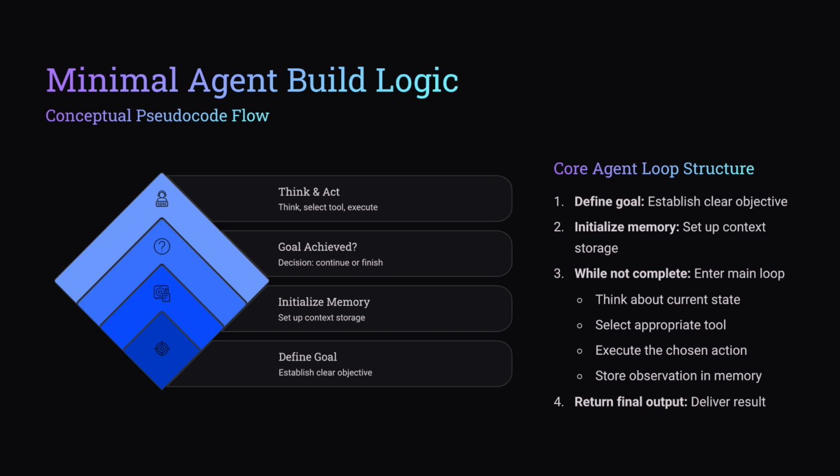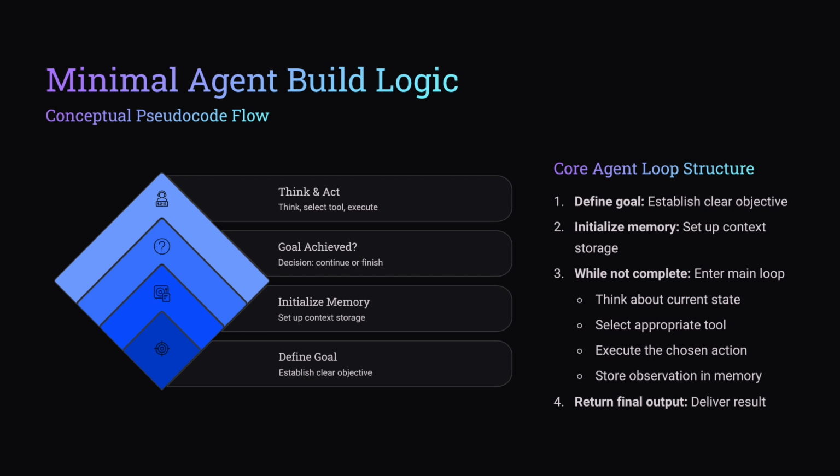Third, execute tool. The system calls the function. This is actual execution. The tool returns a result. Fourth, store observation. The result is stored in memory. This step is extremely important. If you do not store observations, the agent will repeat actions. Now we ask, is the goal achieved? If yes, return final output.